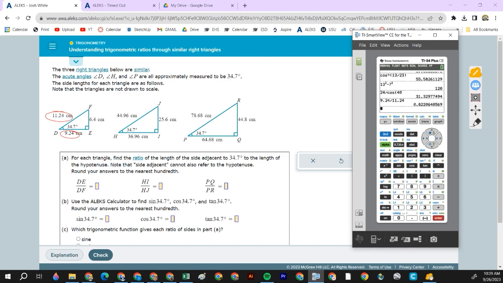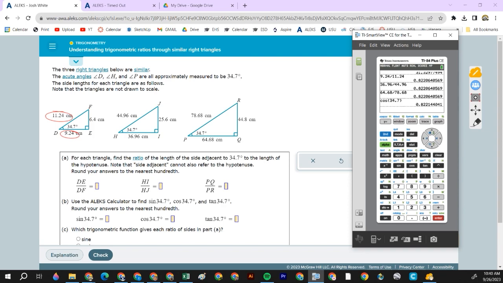If I do the next one, 36.96 divided by 44.96, I'm going to get 0.822. And 64.68 divided by 78.68, I get the same thing. Well, what is the cosine of 34.7? What do you notice? I mean, it's off a little bit because we rounded.